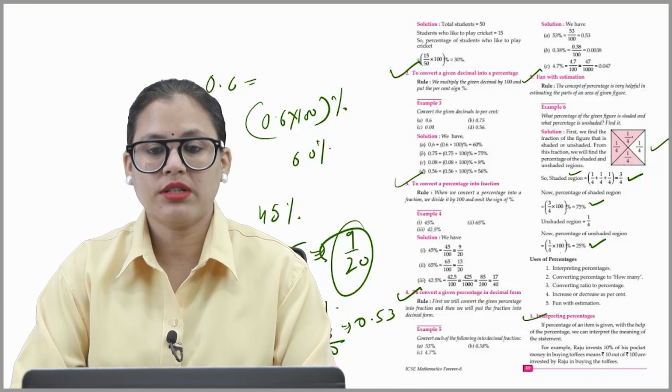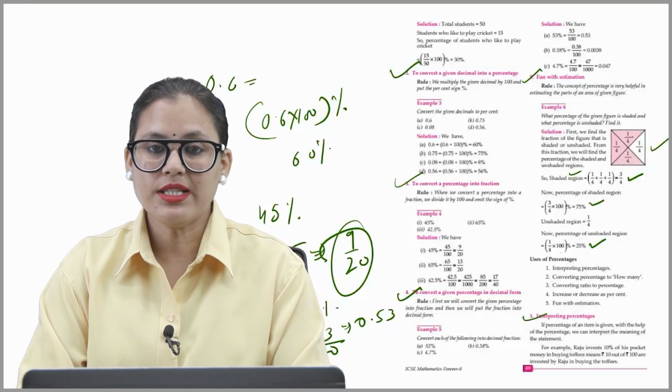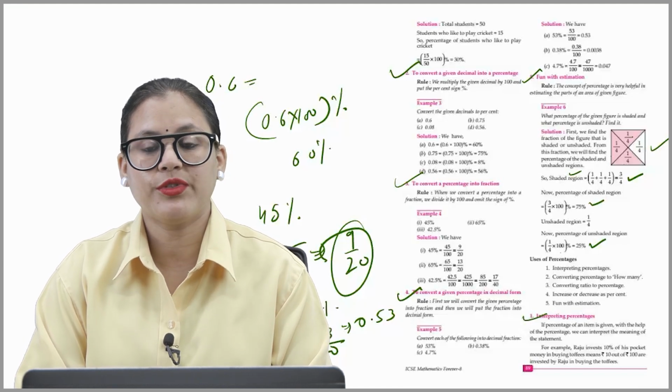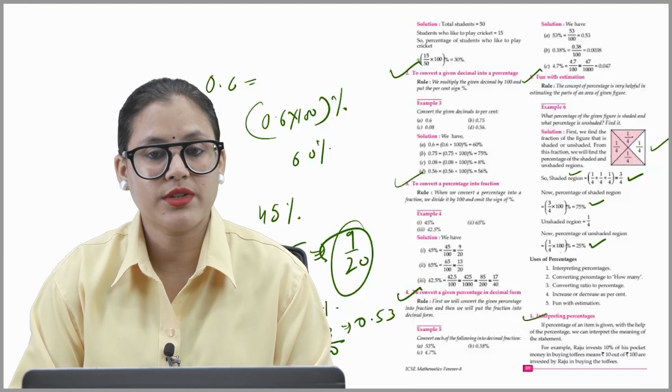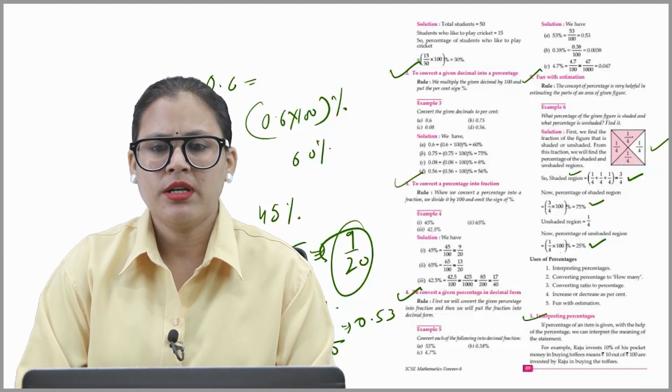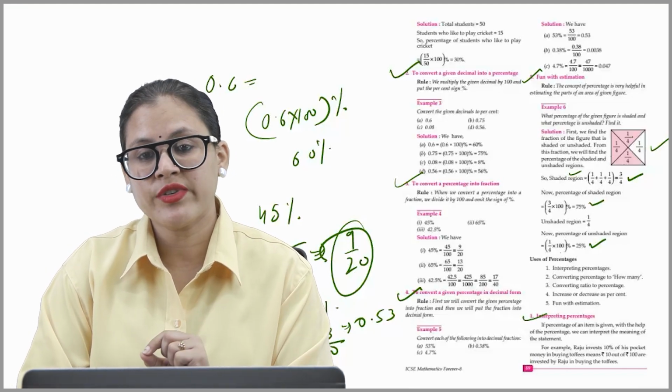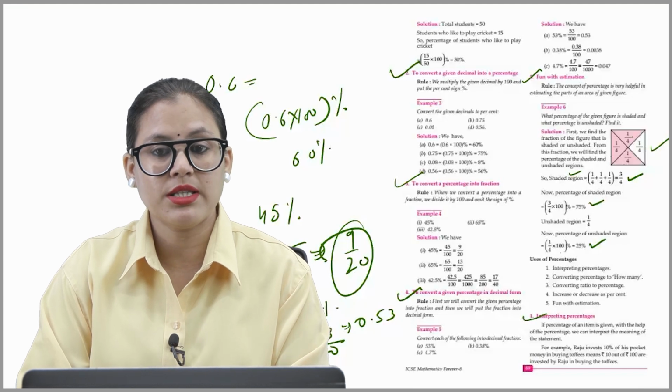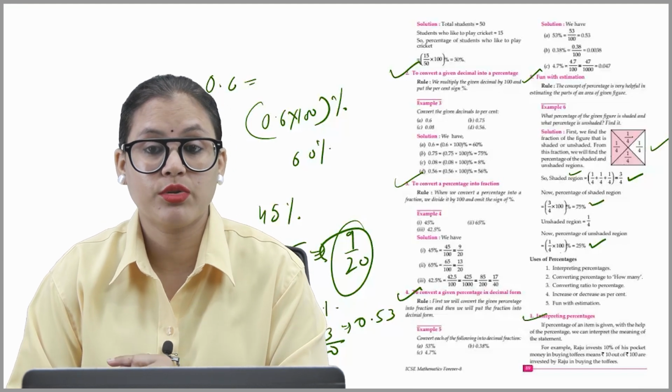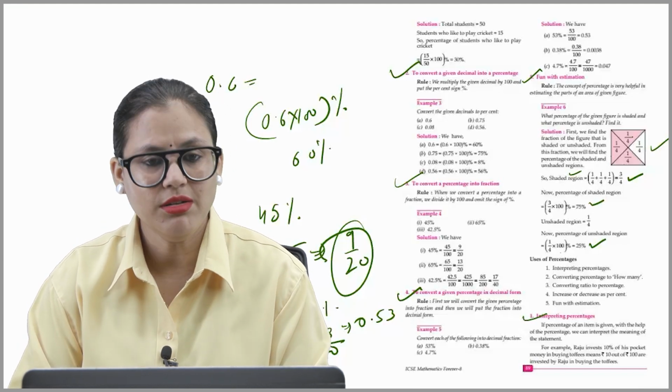Number 1, interpreting percentages. If the percentage of an item is given, with the help of the percentage we can interpret the meaning of the statement. For example, Raju invests 10% of his pocket money in buying toffees, means rupees 10 out of 100 rupees are invested by Raju in buying the toffees.